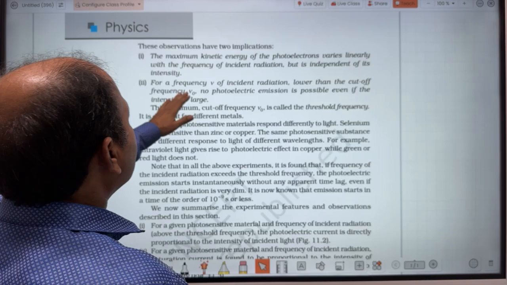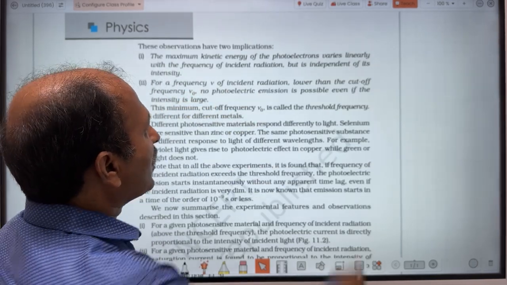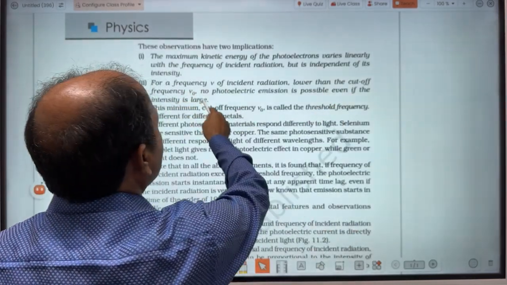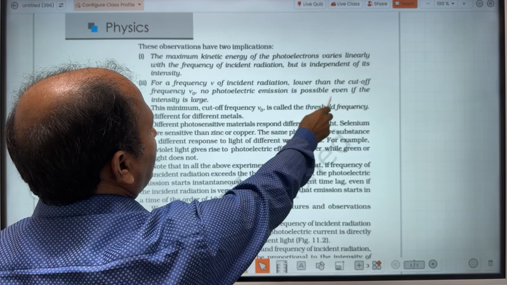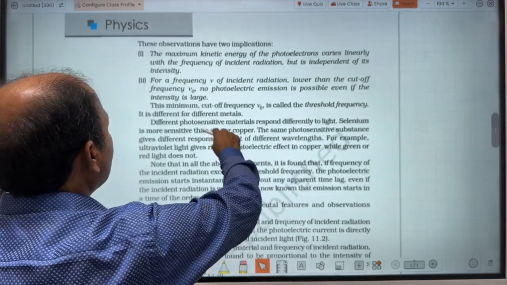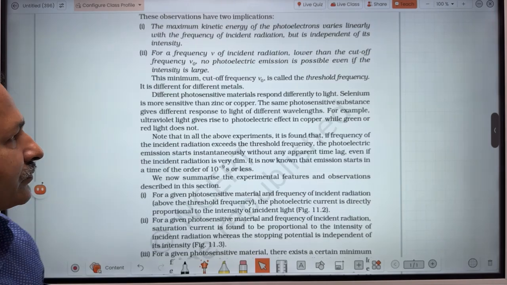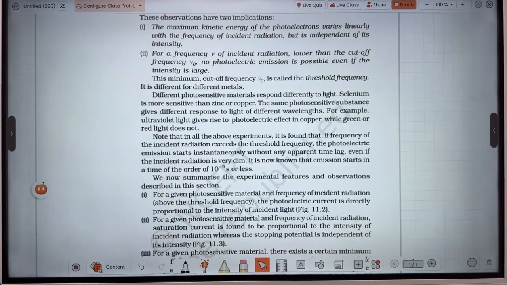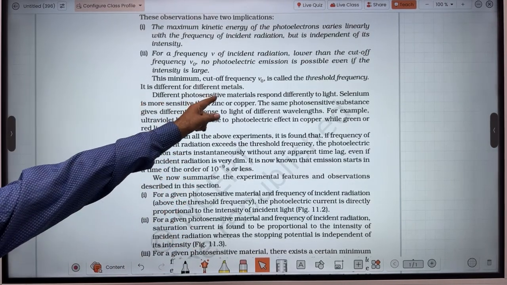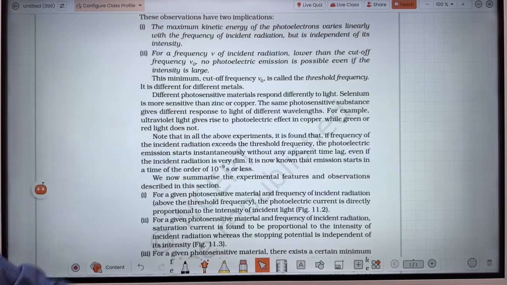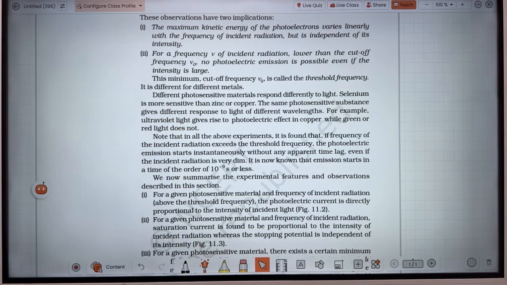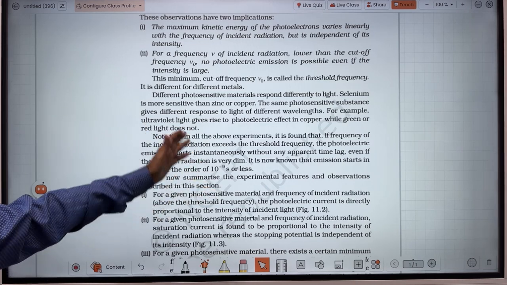Number two, for a frequency nu of incident radiation lower than the cutoff frequency nu 0, no photoelectric emission is possible even if the intensity is large. So this minimum cutoff frequency nu 0 is called the threshold frequency. So you have understood, if frequency is less than this value for a particular metal, then no photoelectric emission will be observed. Different metals have different threshold frequencies.